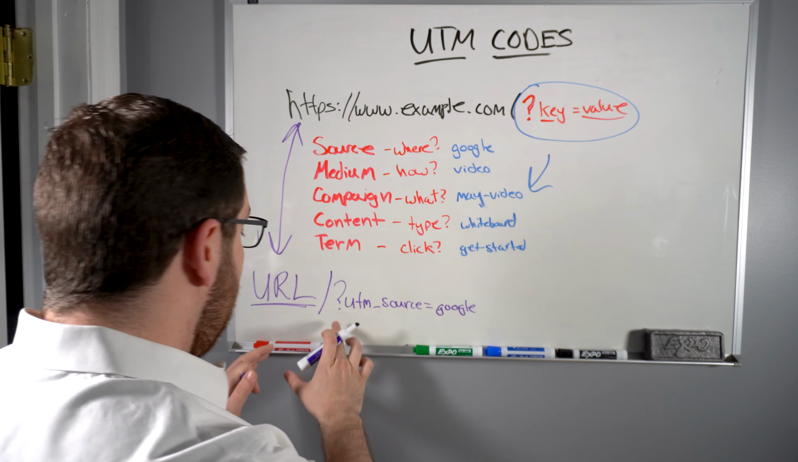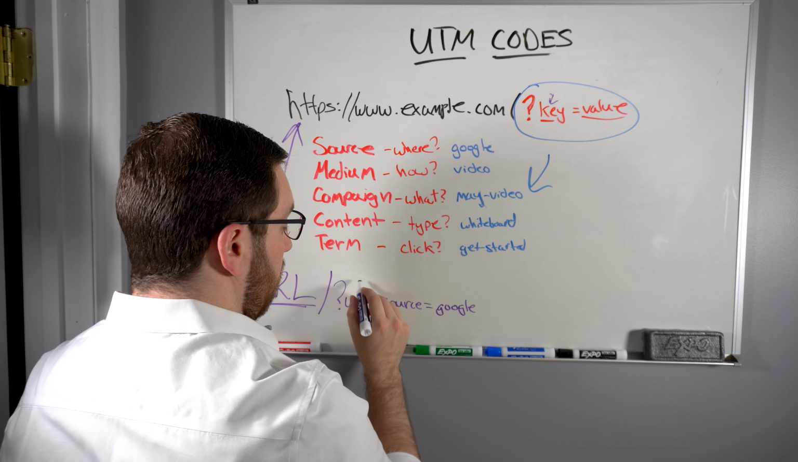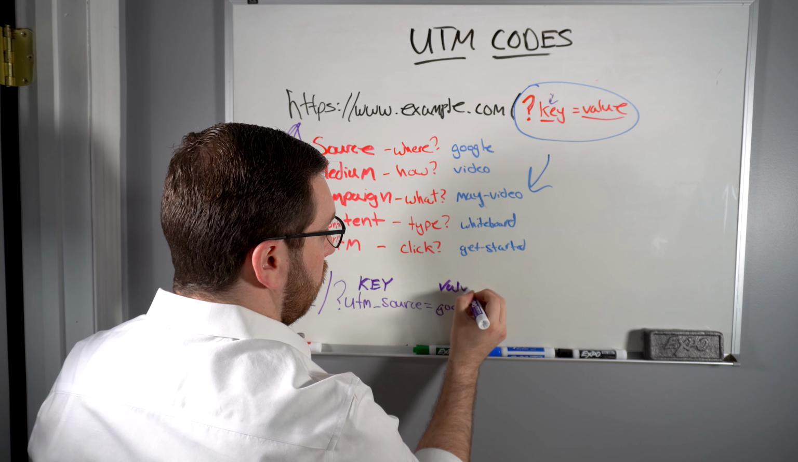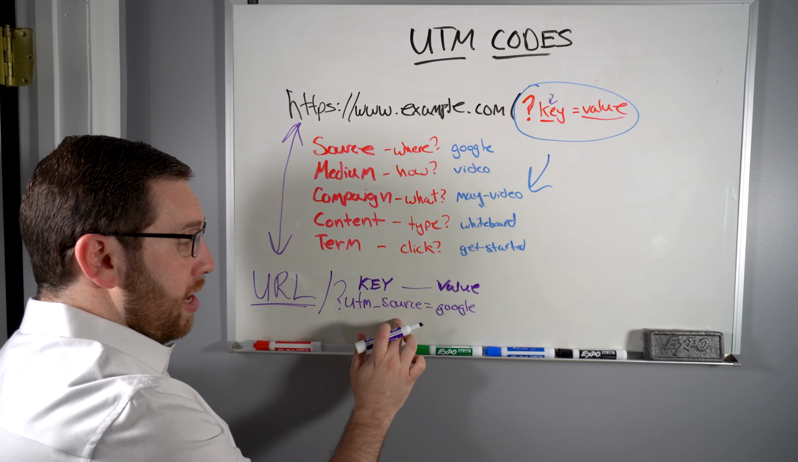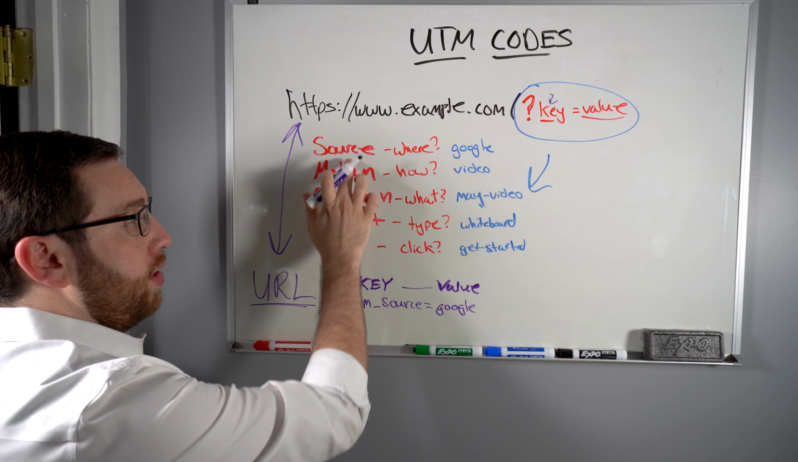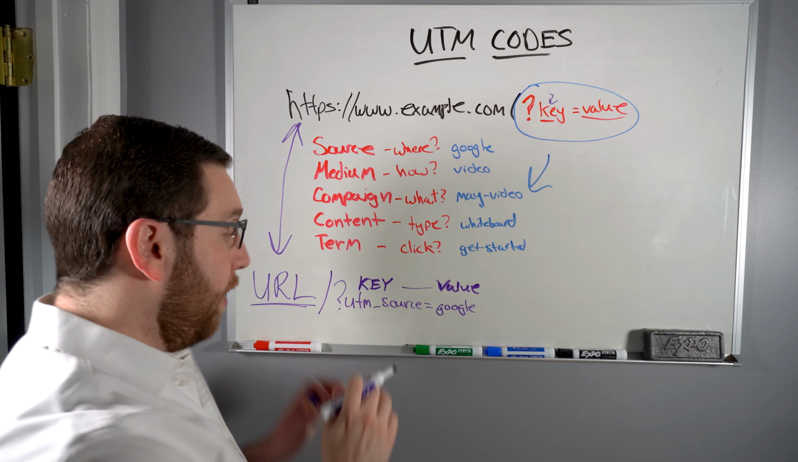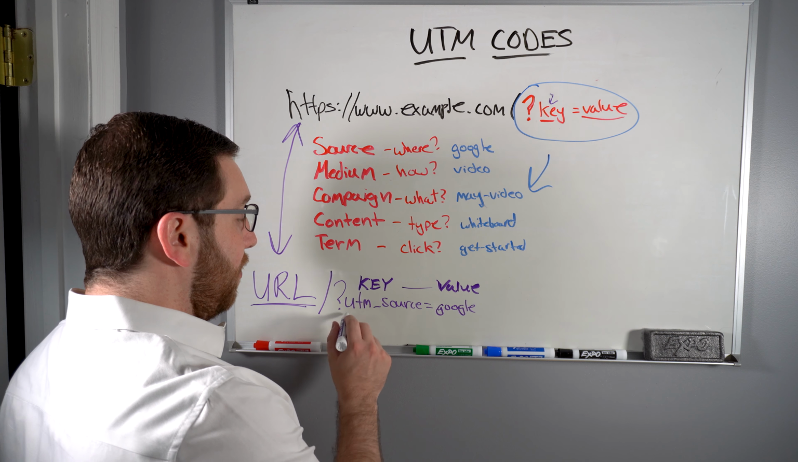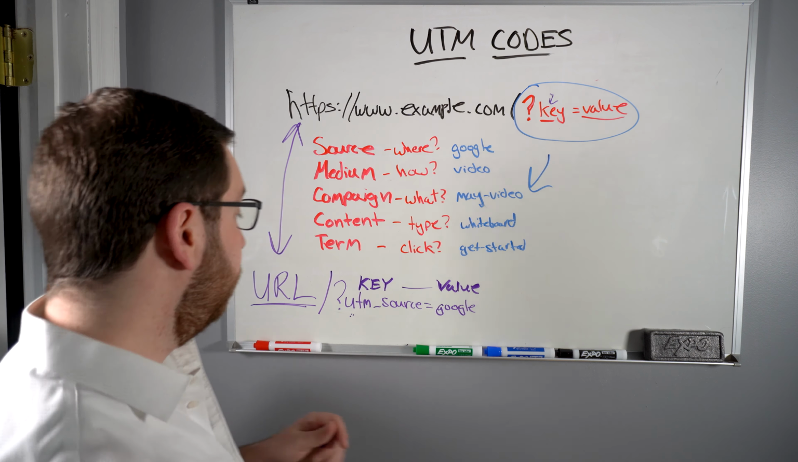So we have utm_source, that is the key. And then we have google, which is the value. So utm_source is the key, google is the value. Each one of these UTM parameters has a key specified with it. You have to use this key, because if you use this key, Google Analytics is going to identify these and assign them to different attributes within its own system. So that's why it's very important. You have to use these codes.